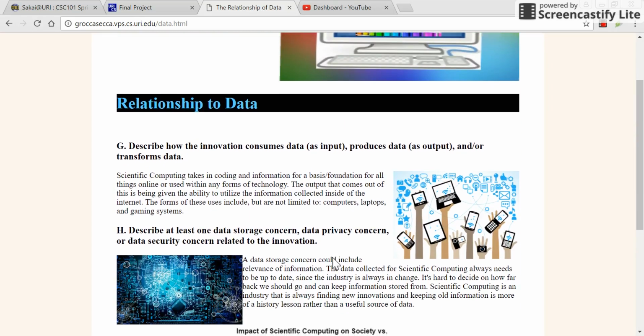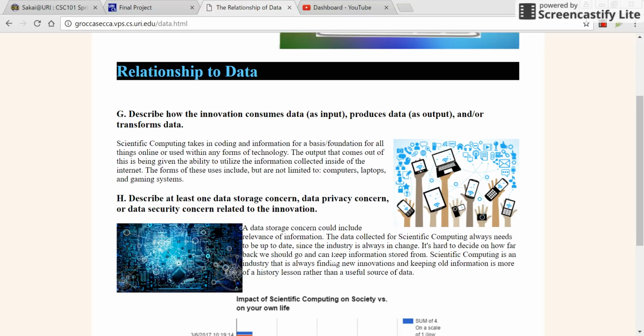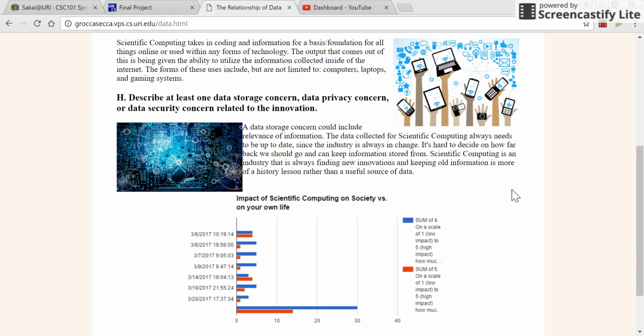Relationship to data, Letter G. Describe how the innovation consumes data as an input, produces data as an output, and/or transforms data. So, scientific computing inputs codes to make up the data that we see online or basically anywhere. It takes these codes and produces information and programs that are useful to our general public. Then this transformation through the inflow and outflow of data makes up all forms of technology. We take this outflow and inflow and we make our technology through it. Now that is innovation.